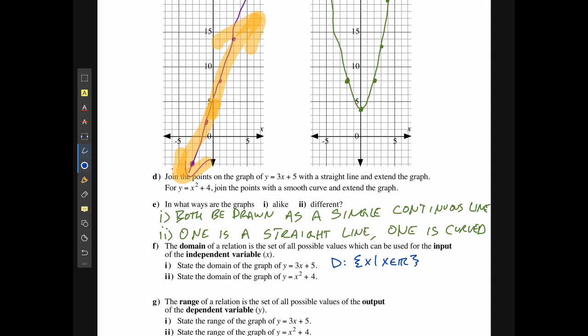Make sure that we're using those set brackets. For the second one, it covers all the points on the graph, and it keeps moving to the left, it keeps moving to the right. The domain is the same. There are no limitations.